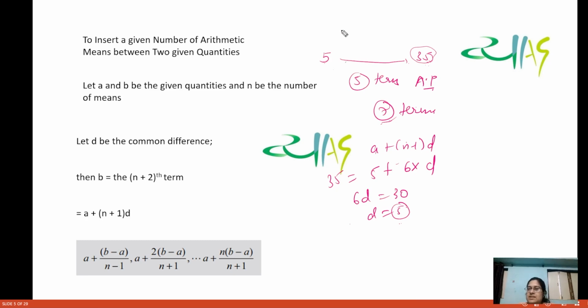So just keep adding 5. You have 10, 15, 20, 25, 30. So you got your series, basically multiples of 5. Okay, so this is how you do this.